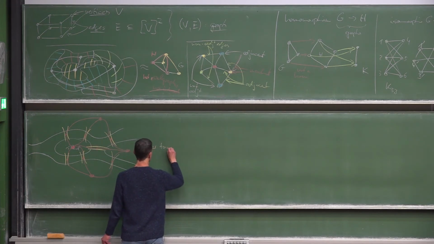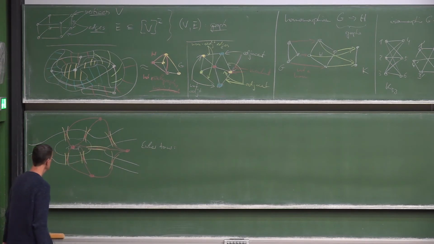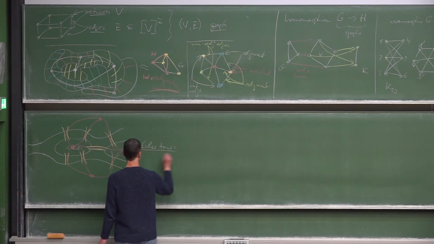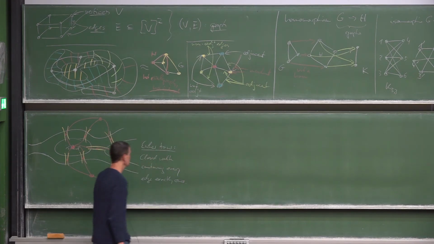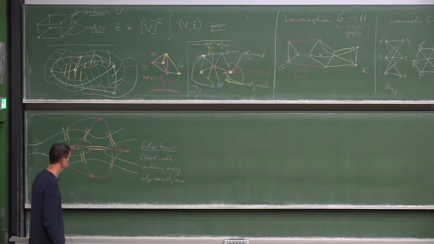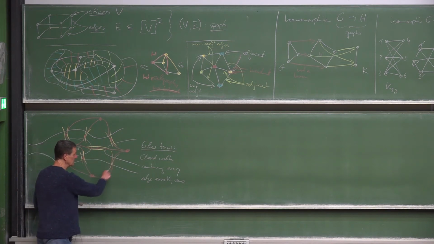Euler tour. An Euler tour is a closed walk in the graph containing every edge exactly once. Now, I have to tell you what all these things mean. You can guess what they mean. Right? A closed walk containing every edge exactly once, so he wants to cross every bridge, and that means he has to traverse this edge and also that edge, but only once.